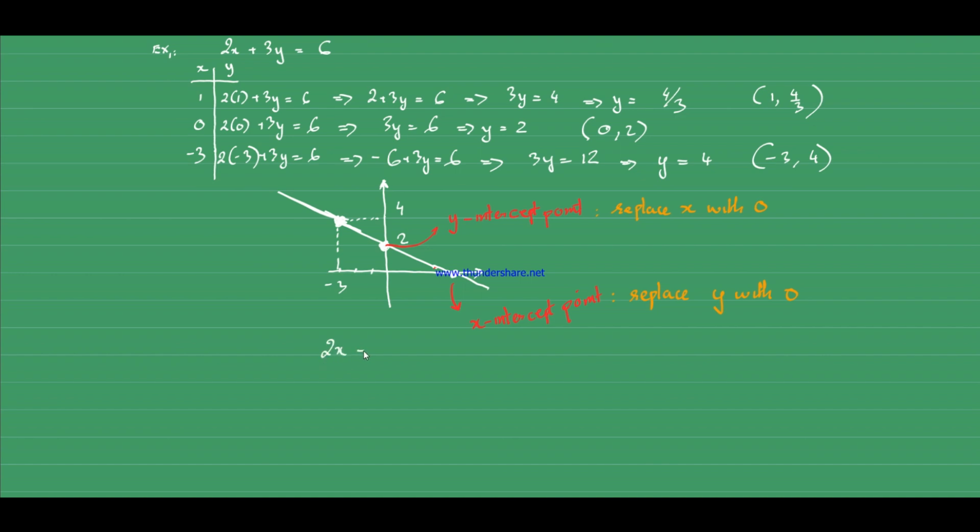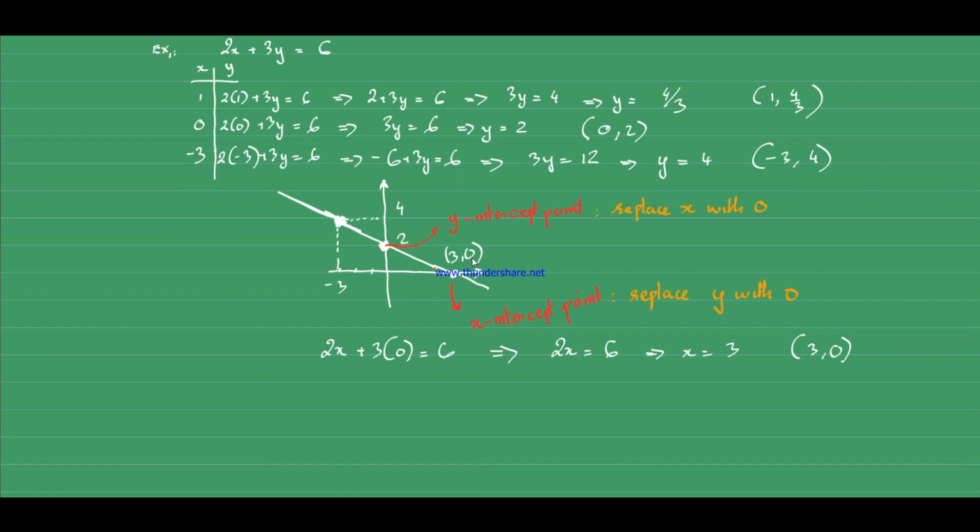So you have 2x plus 3 times 0 equals 6. Then you have 2x equals 6. Then x equals 3. So x equals 3. So the x-intercept point will be (3, 0). So this (3, 0) right here. Okay, so that is the method to find the x-intercept point and y-intercept point.